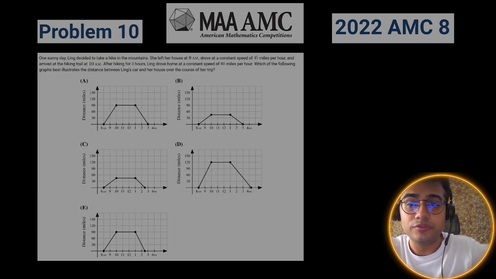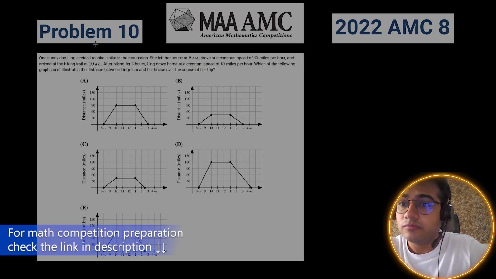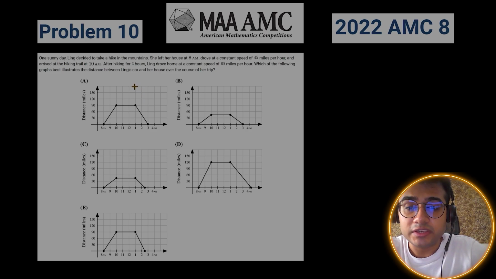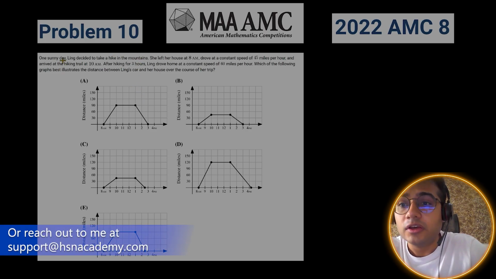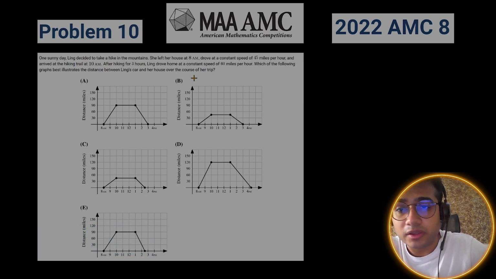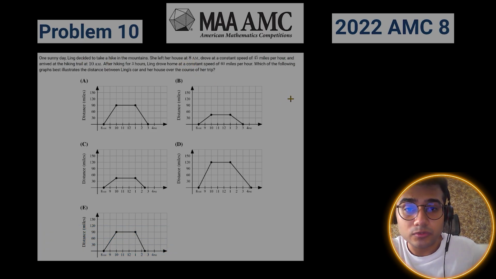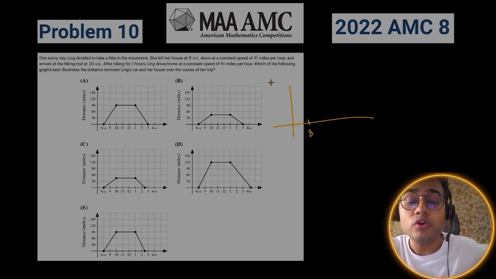Okay, so this is a very simple graph problem. Let's see how to approach this. We will again go through it one sentence at a time and try to see what the diagram should look like. So they're saying that Ling decided to take a hike. She left the house at 8 a.m. So 8 a.m. is when the journey starts. Then she drove at a constant speed of 45 miles per hour and reached her destination at 10.